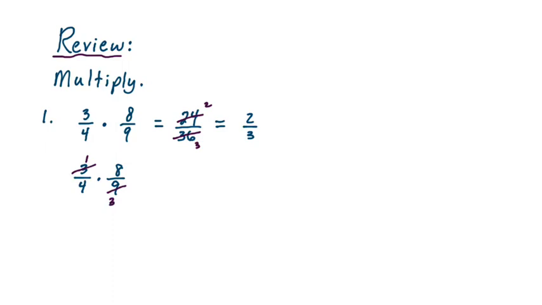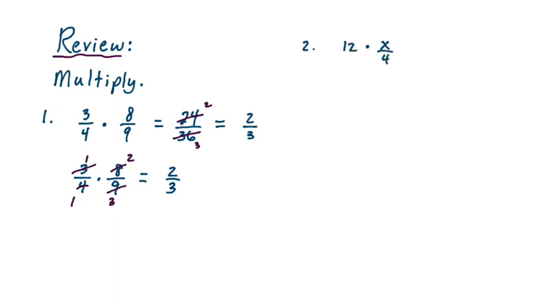Notice also the 4 and the 8 are divisible by 4. So let's divide each of those by 4. And then when we multiply across, we get the 2/3. So this is a little bit easier. Let's go ahead and do a couple of examples this way.